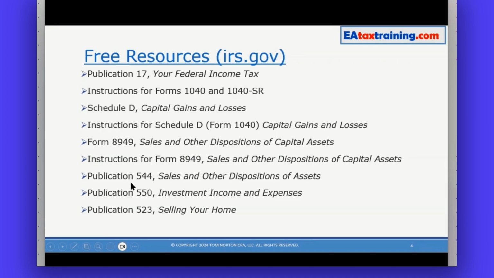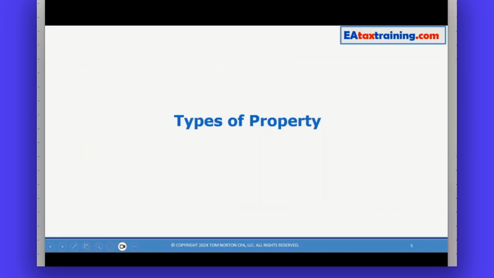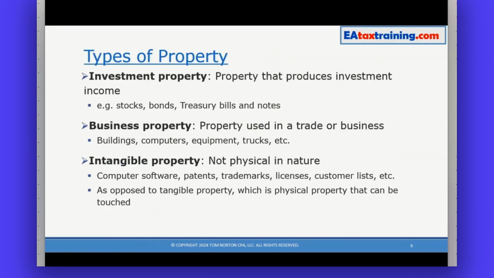And then you do see a few other publications that we have listed here as well. So if you want even more information, you can dive into those to get a more in-depth understanding of the topics. So let's start by talking about types of property. In the Internal Revenue Code and in the various IRS publications and form instructions, they will mention types of property, and they will kind of assume that you know what they mean when they're talking about those. So I want to make sure that we all understand when you see a word of a type of property or type of asset that you know what it means.